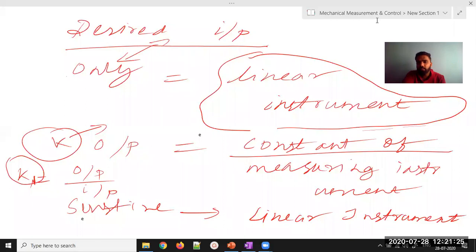When you go into industry, if you know all these things, if you know the theory, it is very easy to understand the practical aspect of the instrument, since you already know how the instrument behaves.